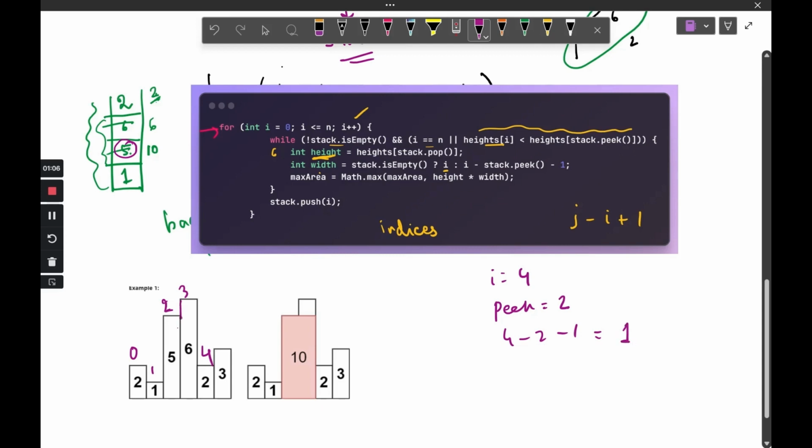So what is this? This is establishing a boundary between this and this. Boundary between the index number 4 and the index number 2. I am only interested in this particular part.